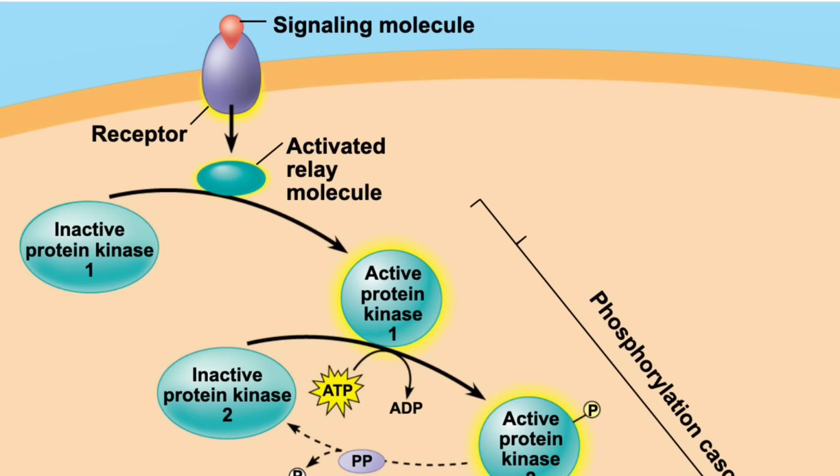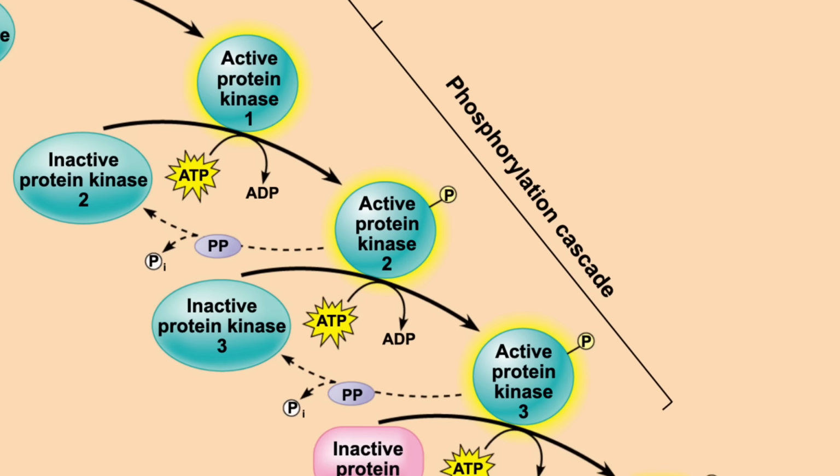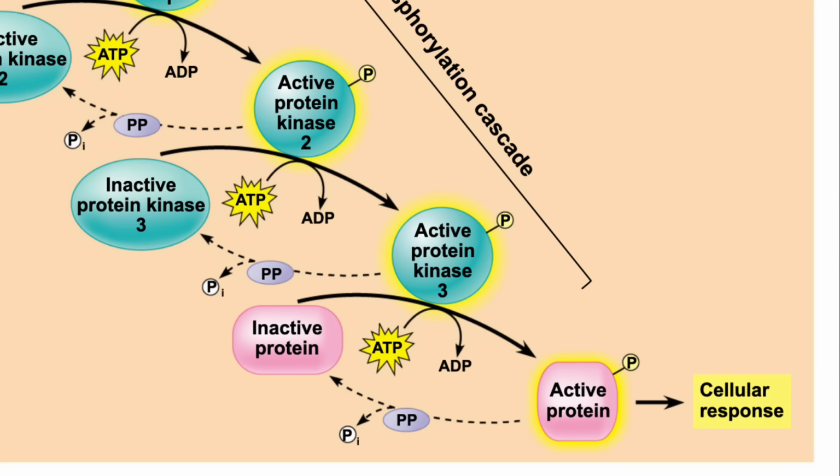But wait a minute. At first, this all looks really inefficient. Like, why couldn't cyclic AMP or even just protein kinase 1 activate the target protein at the end of that pathway? Well, the truth is that most diagrams don't really capture this one very important part of the transduction pathway, and that is the amplification of the message.